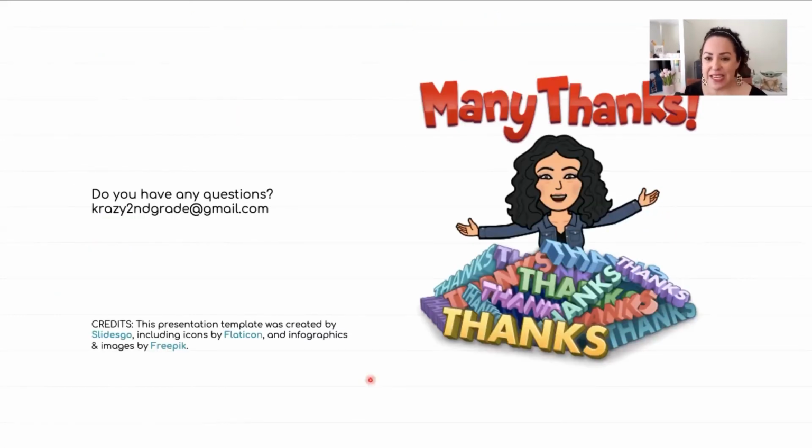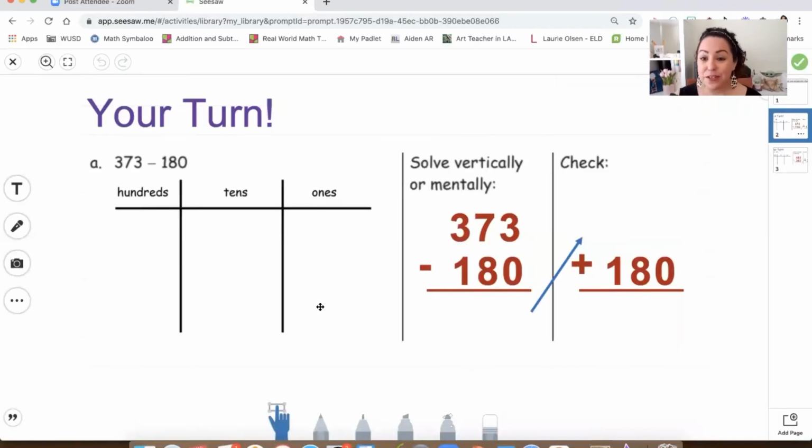So let's go ahead and take a look at some samples from your problem set today. Okay, the first problem that I have, mine right here in Seesaw. Now you can solve this a lot of different ways. So I have 373 take away 180. So you can solve it here on the place value chart, or you can solve this right here on your Seesaw activity. But remember, to check it, you have to put your answer up right there.